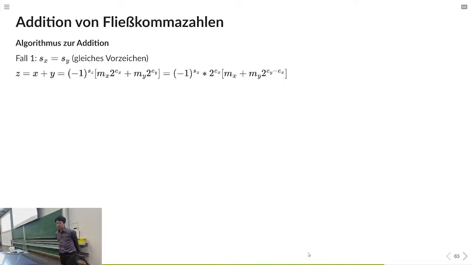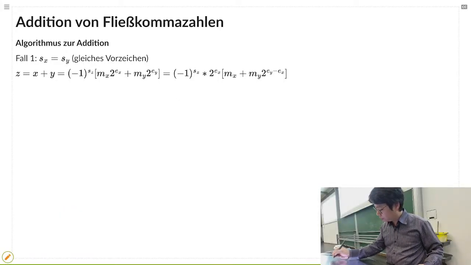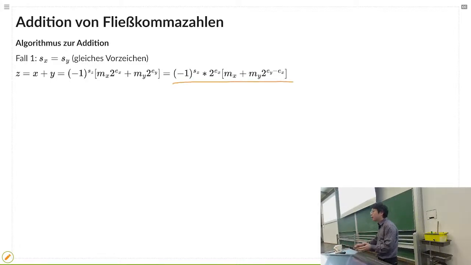Fall 1, sx ist gleich sy, das haben wir schon früher geguckt. Am Ende bekommen wir diese Stelle. Ich habe schon gesagt, wir nehmen an, dass ax größer als ay oder gleich ay ist. Wenn nein, tauschen wir die 2 Zahlen um. How do you check that? You just have to check the exponents, do the comparison of them, you will get it. Whether it's x plus y or y plus x, it's the same, you just change them. Okay?